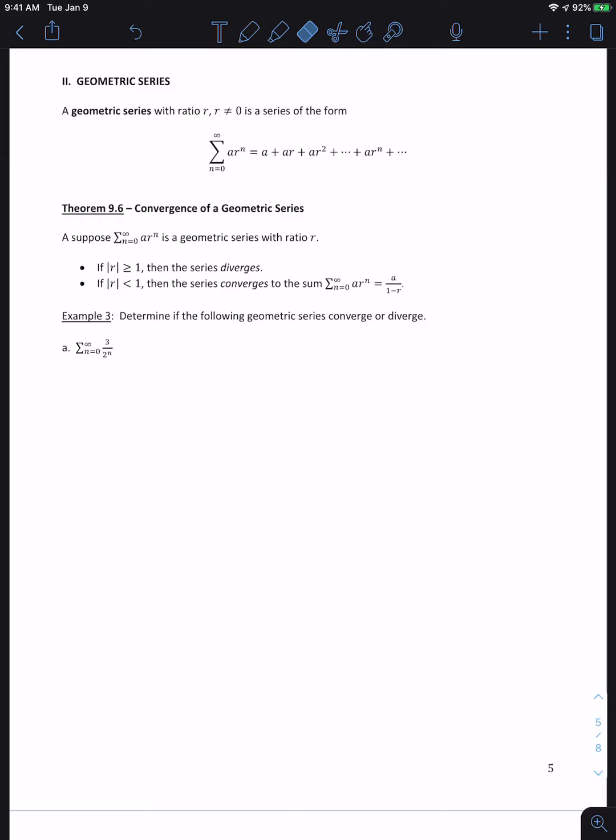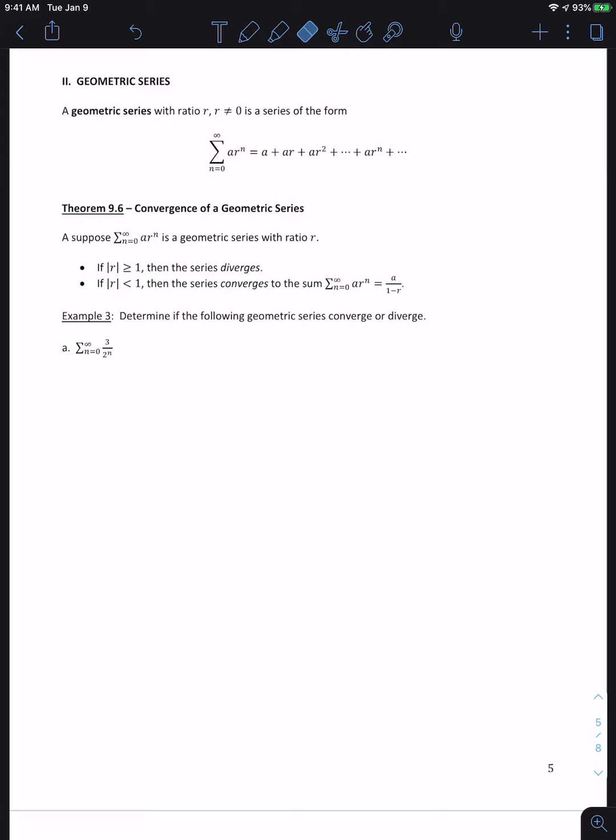Hello everyone, in this video we're going to pick up where we left off in section 9.2, subsection 2, where we talk about geometric series. So geometric series is a special type of series, and this is the type that it is. A geometric series with ratio r, where r is not equal to zero, is a series of the form.